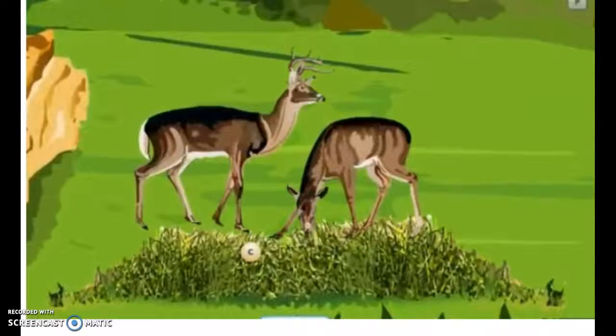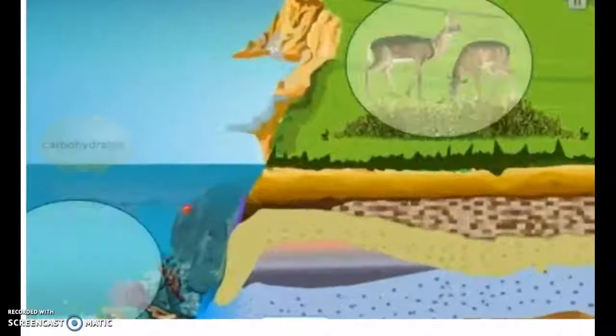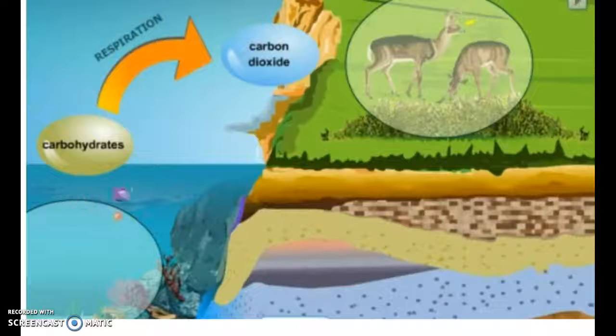Here we see deer eating grass. Plants use photosynthesis to make their own food. Animals eat other organisms as food, but this is not a direct source of energy. Cellular respiration makes ATP by breaking down sugars. The reactants are carbohydrates and oxygen, while the products are carbon dioxide and water.